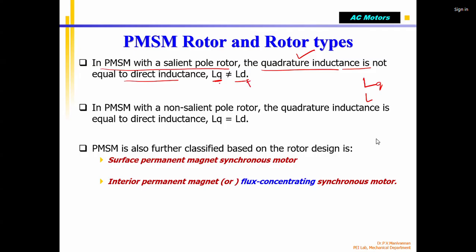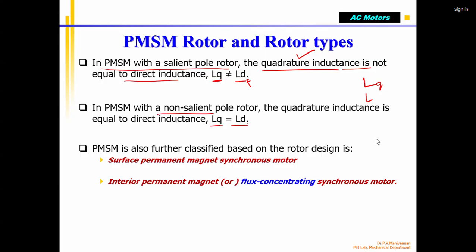There are two inductances in rotor design, and that depends upon the shape of the rotor and what angle it aligns with respect to the stator magnetic field. Based on that, the inductance changes. In the case of a salient pole rotor, LQ and LD will not be equal. With a non-salient pole rotor, the quadrature inductance is equal to the direct inductance, that means LQ equals LD.